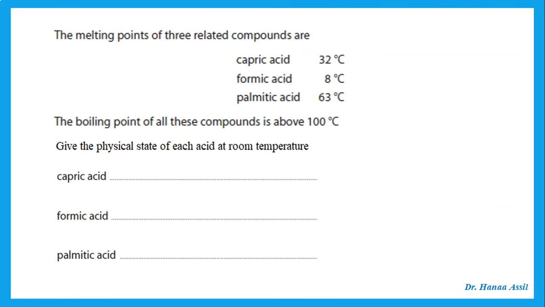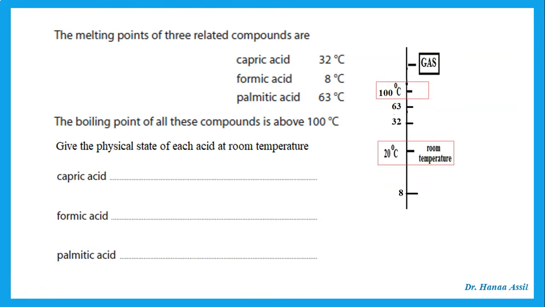The melting point of 3 related compounds are these. The boiling point of all these compounds is above 100. Give the physical state of each acid at room temperature. First of all, we don't care what capric or formic or palmitic means. We just have 3 compounds, and he's given me the melting point of each of them. So, capric acid, he says the melting point is 32. So, the melting point of capric acid is 32. And the boiling is 100. So, all of them above 100 are gases.